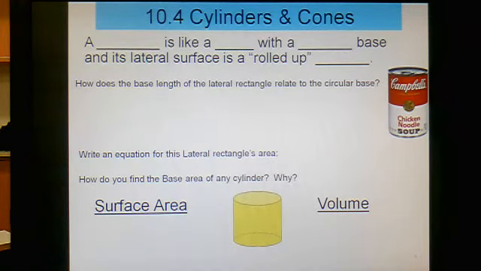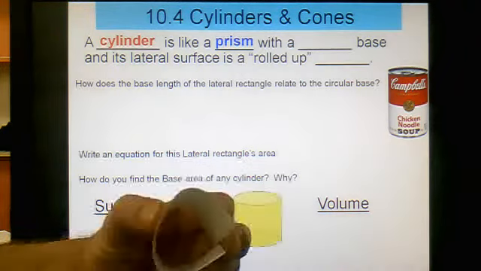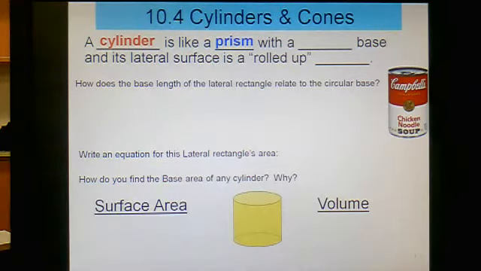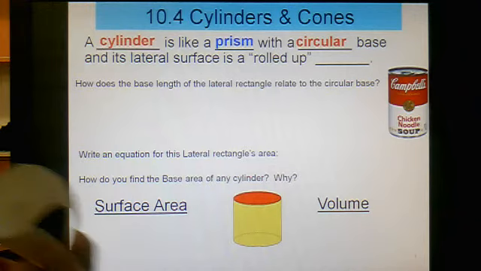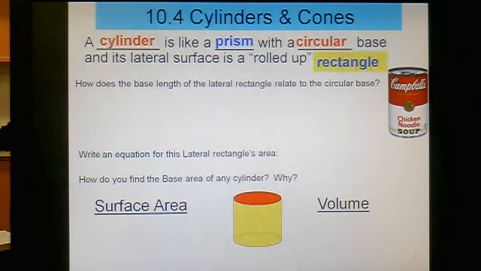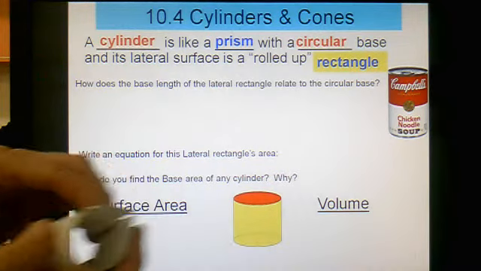Surface area is the reason I keep throwing this rectangle up here. I want you to think of a cylinder, and I'm starting to fill in my definition for a cylinder. A cylinder is like a prism. It's almost like a type of prism. Think about what kind of base it has, a circular base. So a simple concept. It's got a circle for a base. Another way to think of it is, it's a rolled up rectangle. It's a rectangle that's been curled up and made into a three-dimensional shape.